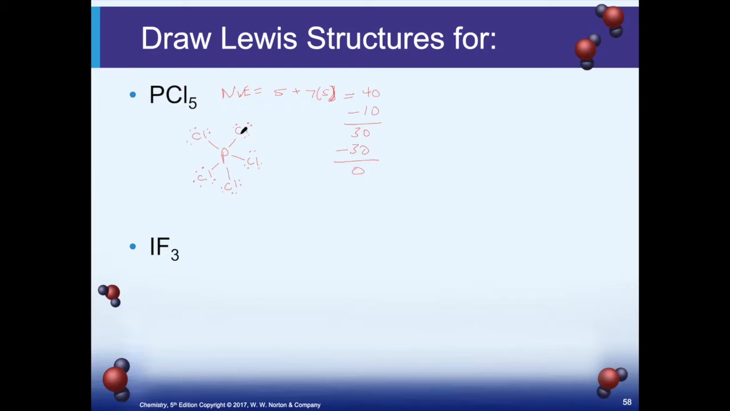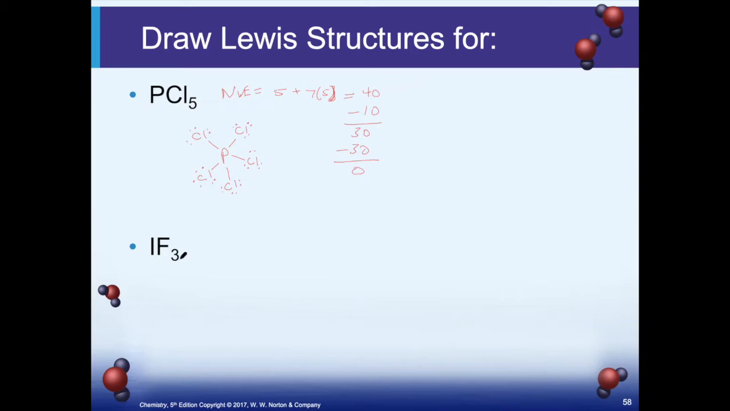All of the chlorines have their octet, and then if you count electrons on the phosphorus, the central atom, you have 2, 4, 6, 8, 10. So once again, you exceeded the octet. You didn't need, in this case, to put a lone pair on it like we did in the previous example, but we still exceeded the octet just with these bonds that it forms with the surrounding atoms.